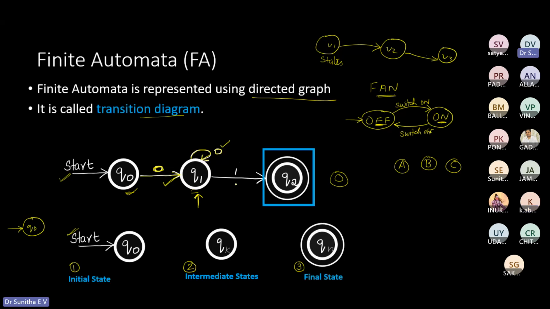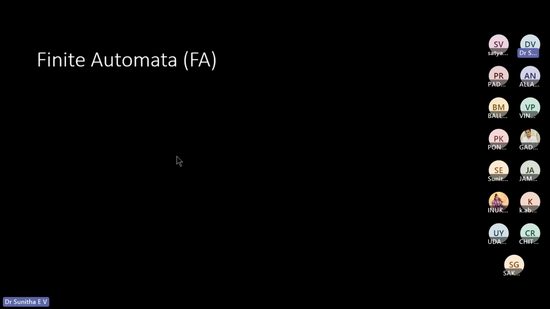Then we have one more transition here. It means that when the machine is in Q1 and the current input value is 1, the machine will take a transition from Q1 to Q2. That is the meaning of this arrow. So whenever there is an arrow from one state to another, it means that the machine is taking a transition from the source state to the destination state on this symbol. So that is the basic idea of finite automata.